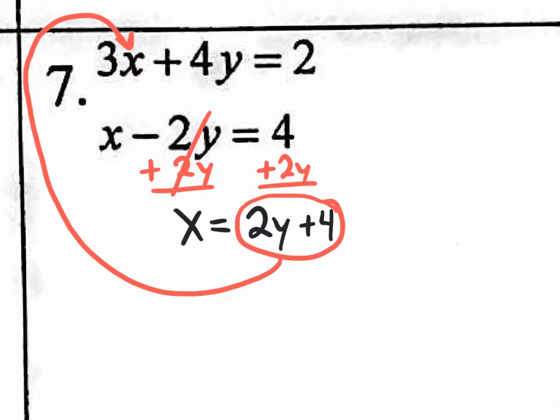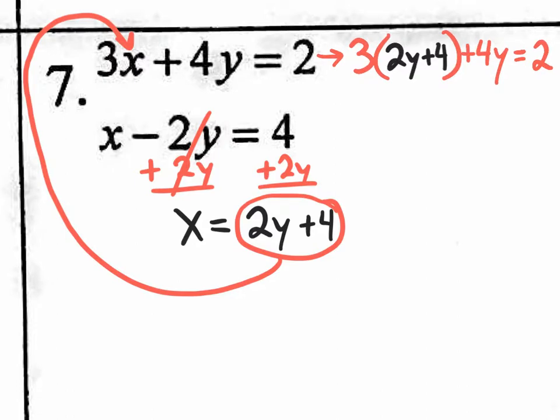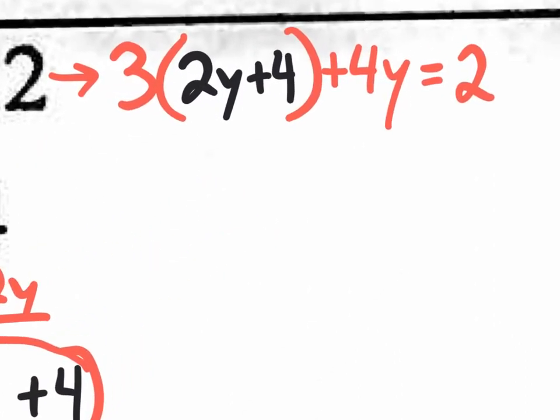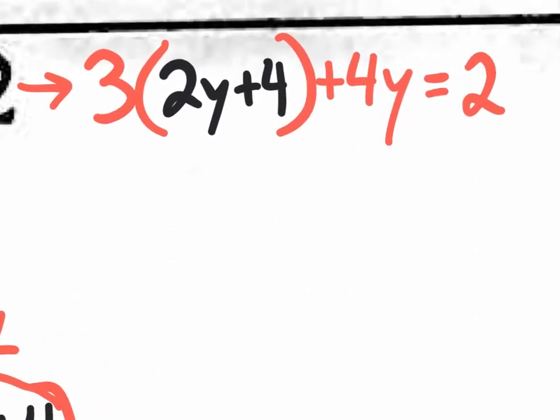Anyway, my top equation is now going to look like 3, but instead of x, I'm going to put 2y plus 4. It's still going to read plus 4y. It's still going to be equal to 2. So again, I am substituting the 2y plus 4 right in there. And now we could zoom in to this new equation, because it's now a single variable equation. All I have to do is get y by itself. And of course, you're going to distribute first and then combine like terms.